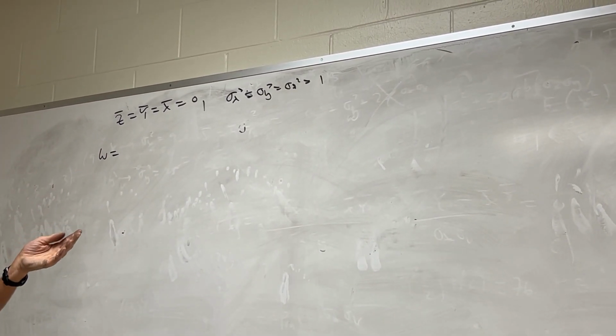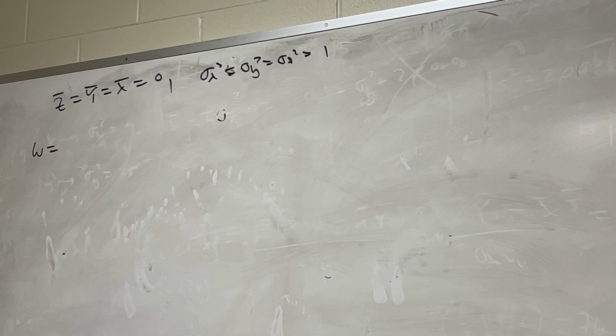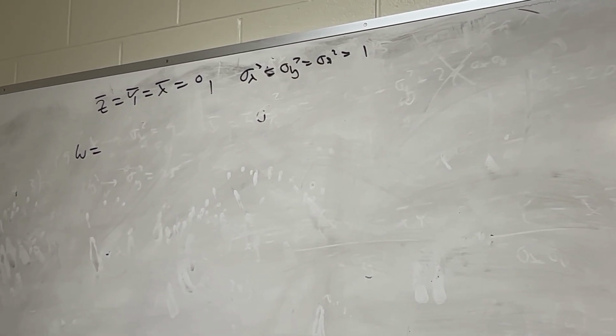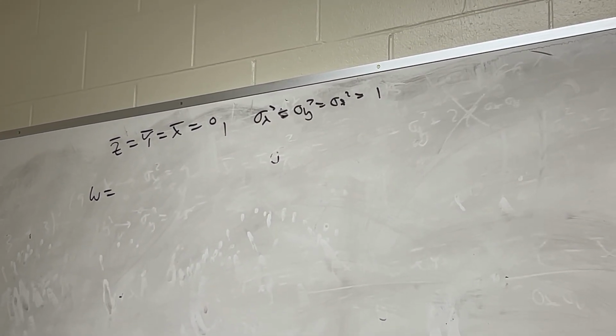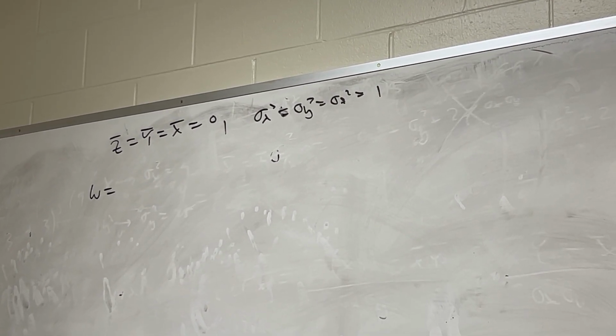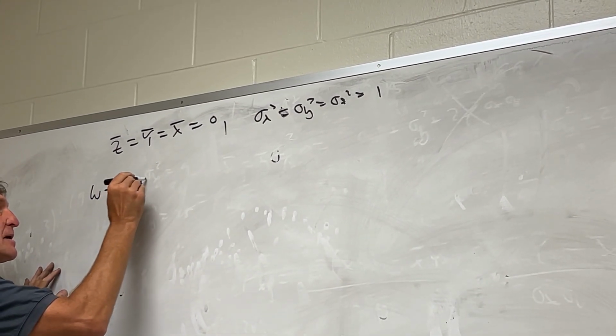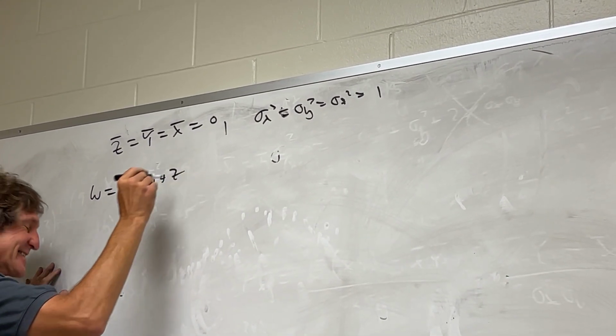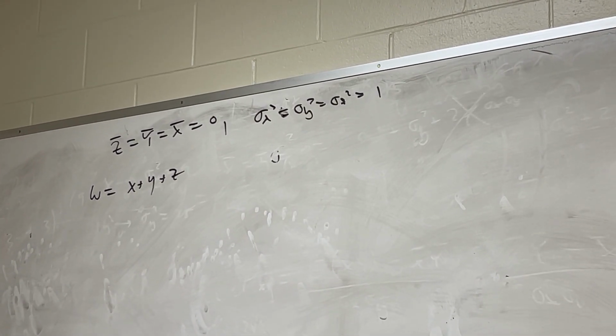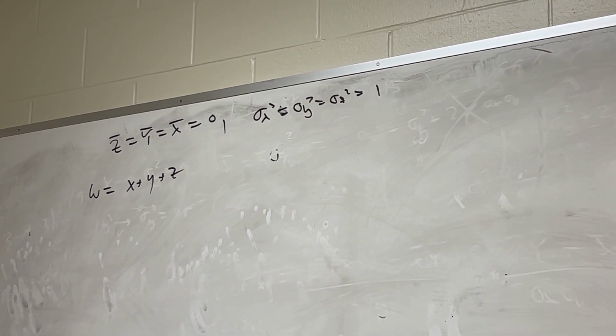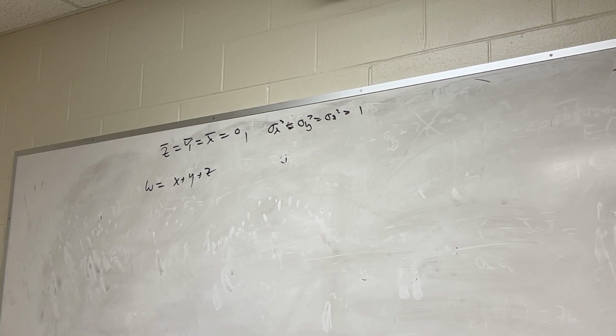In other words, they're giving us easy numbers. The means are 0, and sigma x, sigma y, and sigma z are 1, or the variance is 1, either one. Okay, now what does he say? He says that w equals x plus y plus z. And then random variables x and y are uncorrelated.